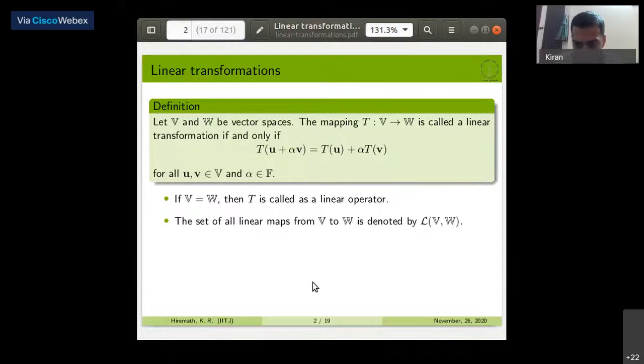Sandeep is asking, if V is equal to W, do we have to use this notion L(V,V)? No, then it's not required. One can simply say L(V). See, asking these questions will highlight some of the unclear aspects in the understanding. For example, how big is this set L(V,W)?